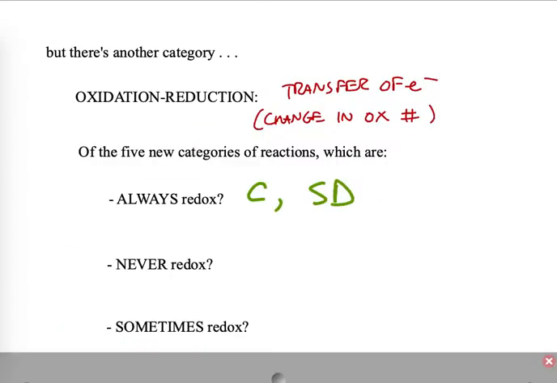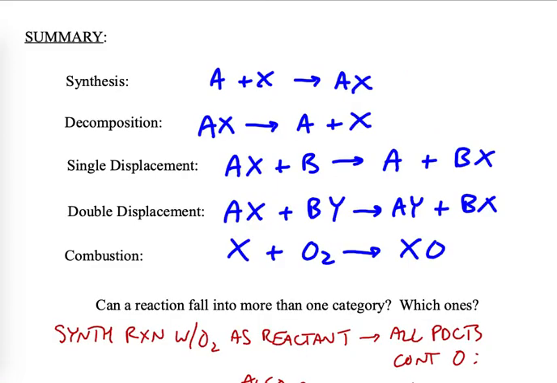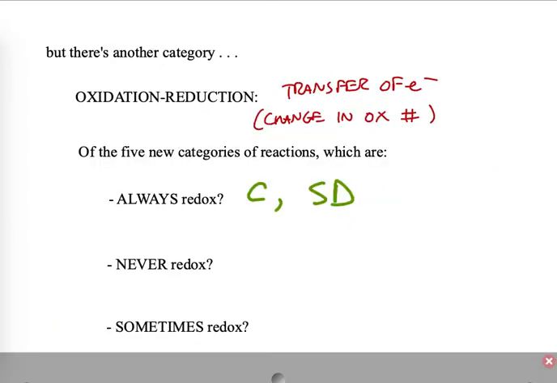Are any of these reactions never oxidation reduction? Well, if you go back and look at our double displacement reactions, in which two ionic compounds exchange ions, all we're doing is trading partners. No one is gaining or losing electrons. So double displacement would be never redox.